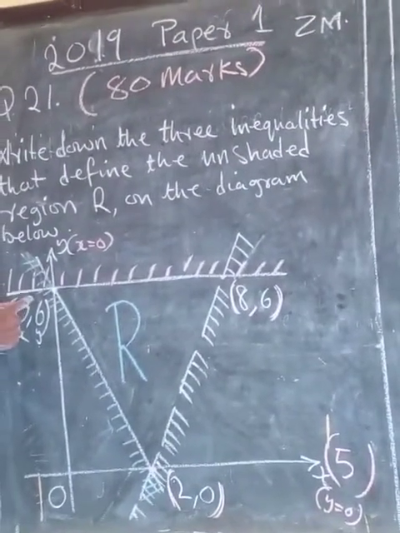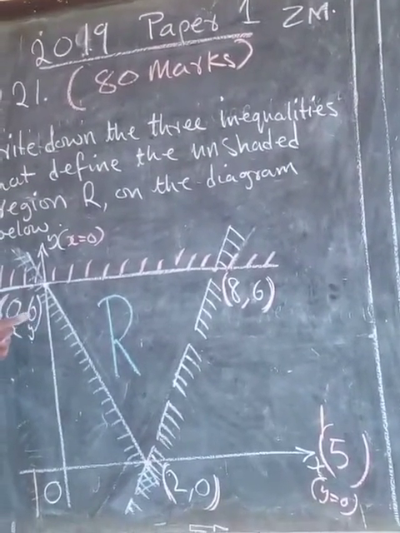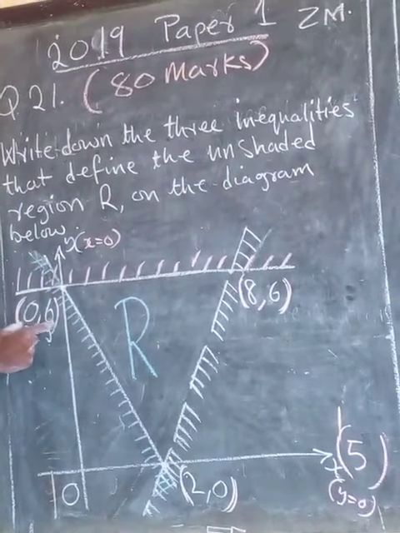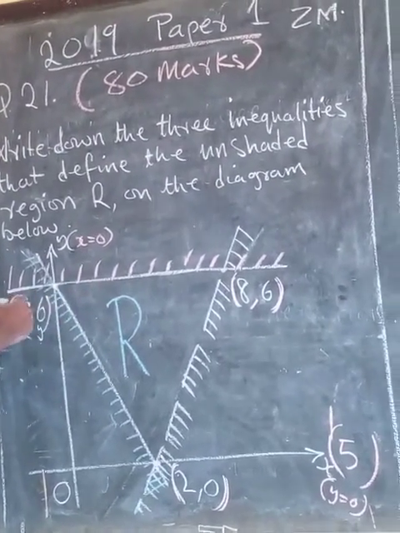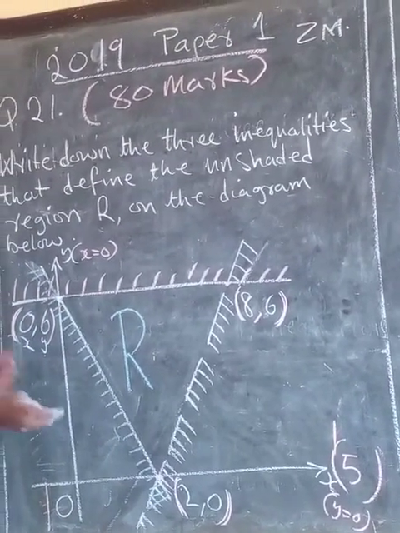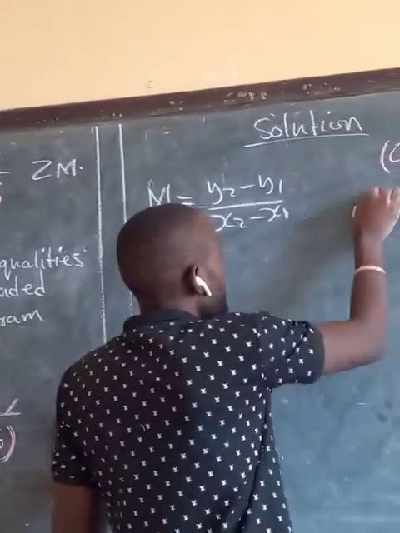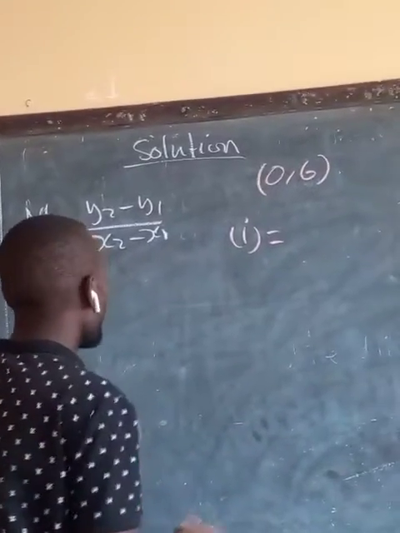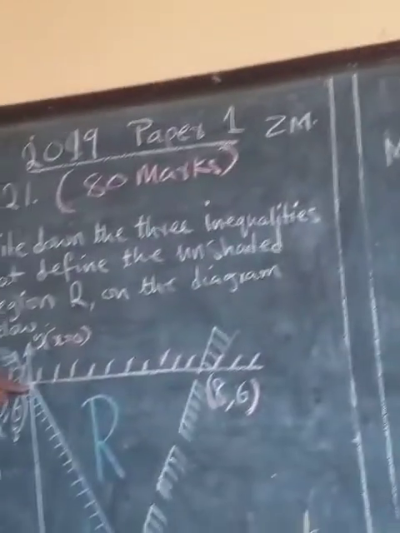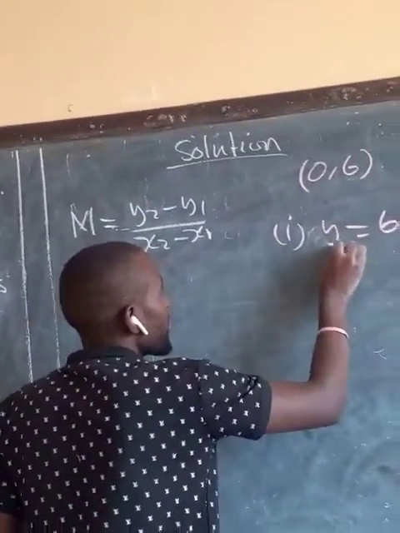Now, when you look at this line, it has only a single point. Therefore, you cannot use the gradient formula to find this line. All you have to do is to name it. Like in my previous videos, I showed you how you name this line. So how do you name it? My first inequality is simply going to be, this line, which is my y, is cutting at 6. So it will be y is equal to 6.